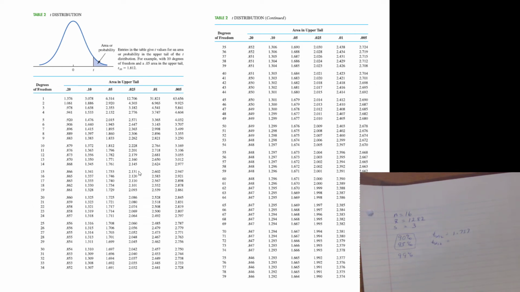The T alpha over 2 in the 95% confidence interval case, again, that would be where each tail has 0.025. Remember, alpha over 2. If alpha is 5%, alpha over 2 is 2.5% or 0.025. So 2.131, and that kind of idea.